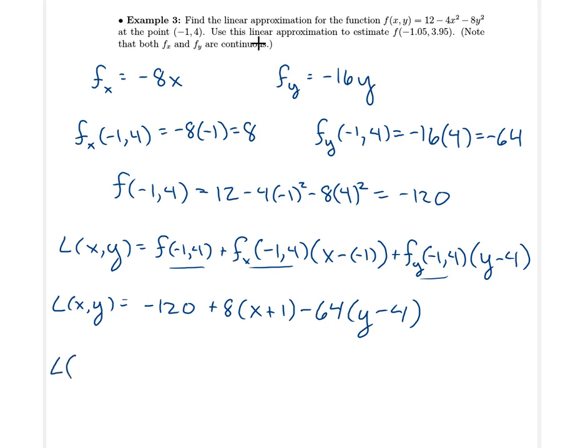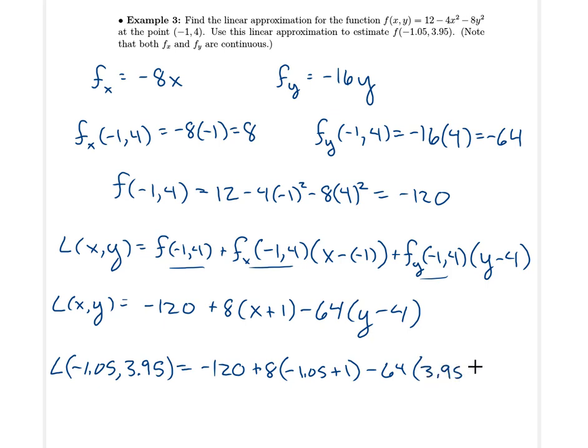So if I now go ahead and plug in negative 1.05, 3.95, then we end up with negative 120 plus 8 times that, minus 64 times that. And the reason I wanted to leave it this way is so that we can really see here why it is that we're getting a pretty good approximation.